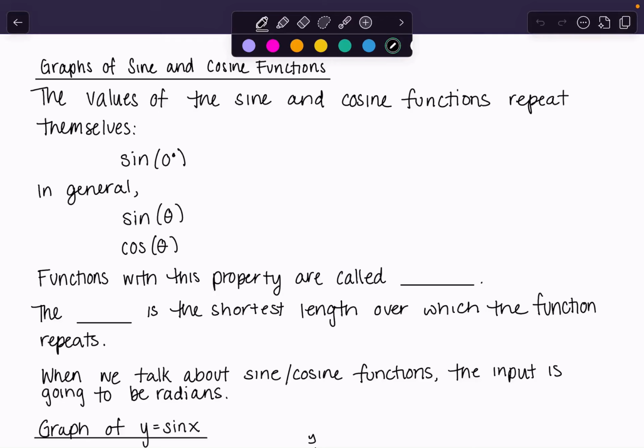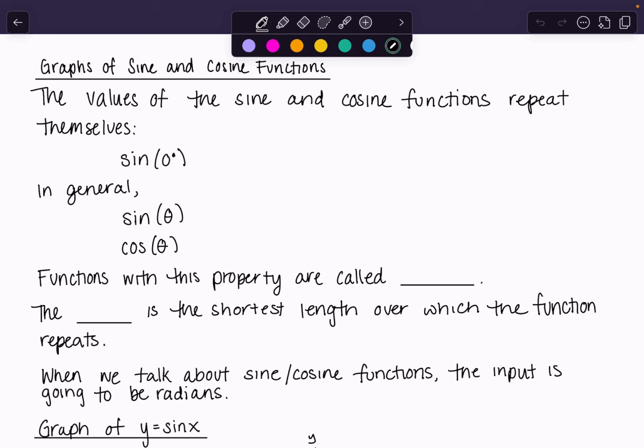So now we're going to go over what the graphs of the sine and cosine functions look like. We know how to evaluate them. However, we want to see if we were to turn this into a function, y equals sine of x, for those different x values, which is our input, what does that graph look like? But we know it's very circular in motion, okay?